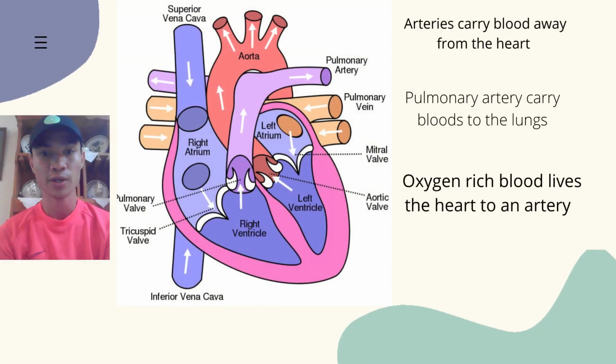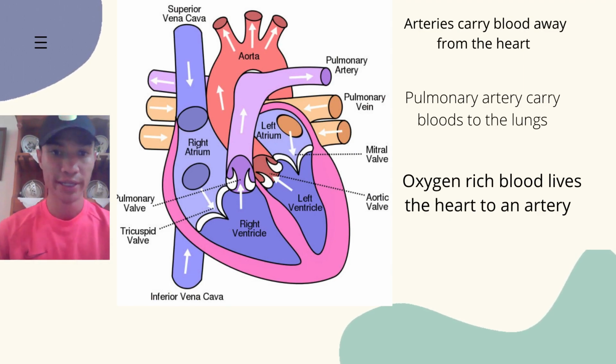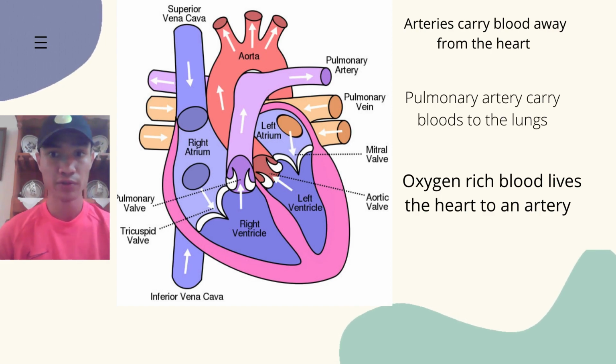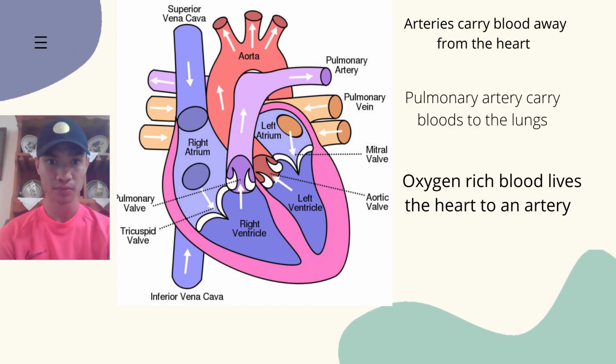Okay, we still continue, and as we can see in the image, we can find where the components of the heart are located. So where are the superior vena cava, aorta, pulmonary artery, pulmonary vein, mitral valve, aortic valve, left ventricle, right ventricle, left atrium, right atrium, ventricular fiber, and so on.